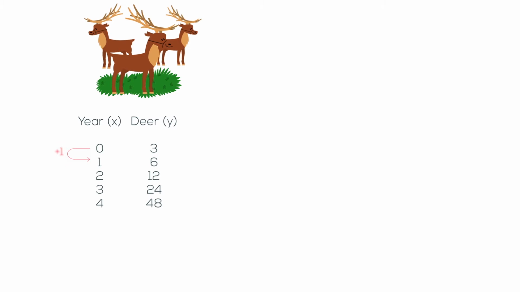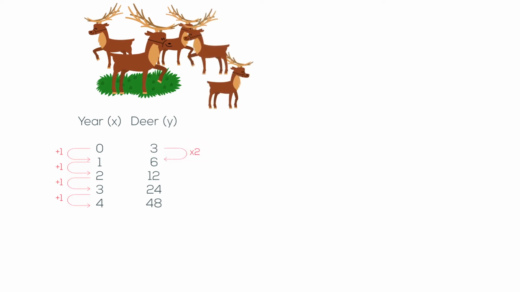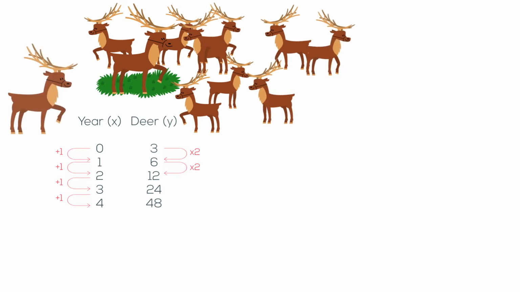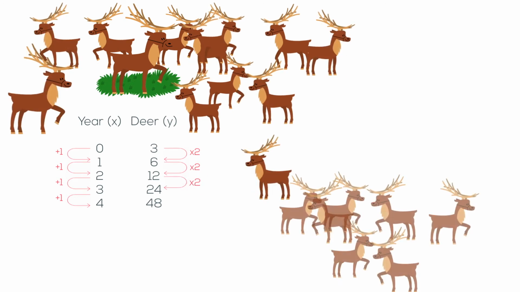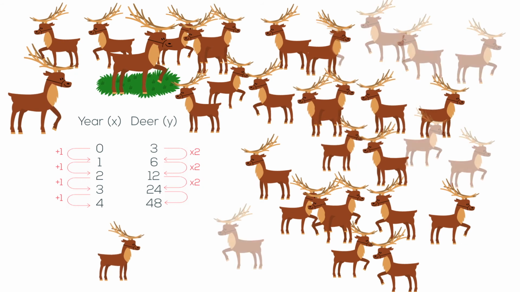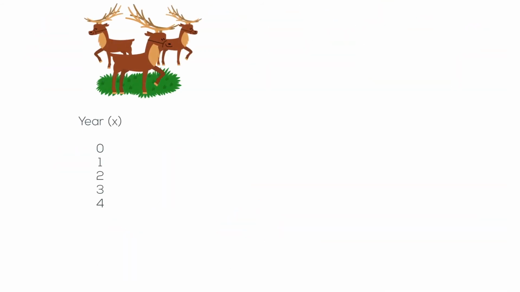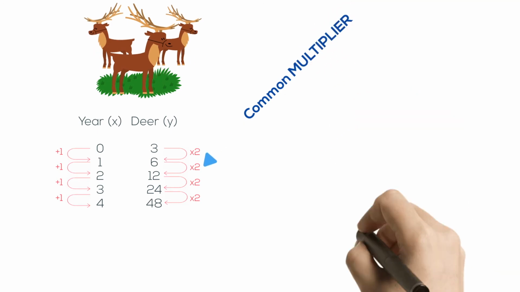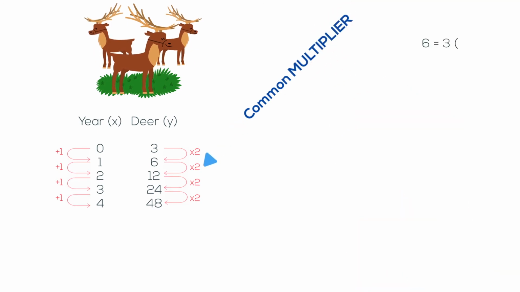Now about that crazy elk population, this time we noticed that as the year increased by 1, the population doubled. Every year it just doubled. It kept doubling. So many deer. What's happening here? We call this a common multiplier. Each year, the amount is 2 times the year before.